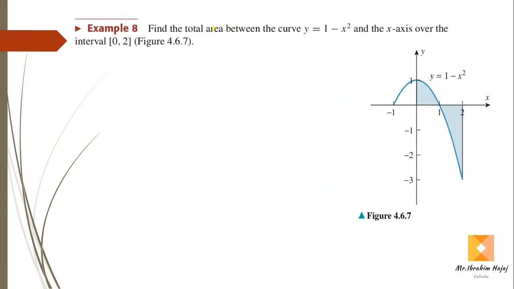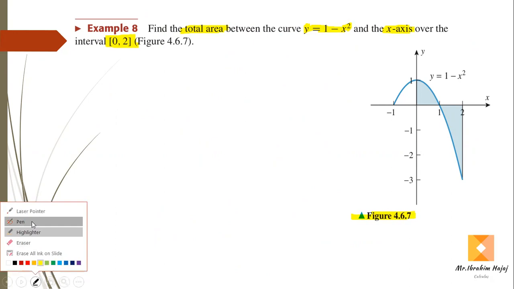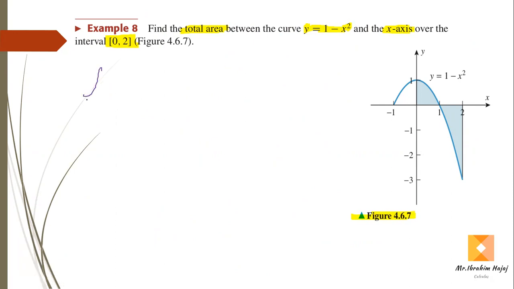Example A: find the total area between the curve y equals 1 minus x squared and the x-axis over the interval 0 to 2, in the figure here on the right. So we can write the area A. Muhammad Zaini, when I say the area, from what to what now? It's asking from 0 to 2, right? So yes, from 0 till 2.